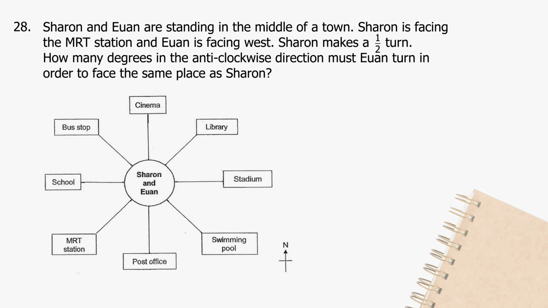Question 28. Sharon and Ewan are standing in the middle of a town. Sharon is facing the MRT station, and Ewan is facing west. Sharon makes a half turn. How many degrees in the anti-clockwise direction must Ewan turn in order to face the same place as Sharon?